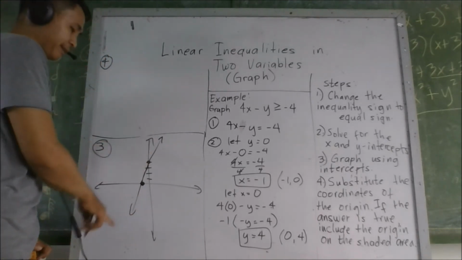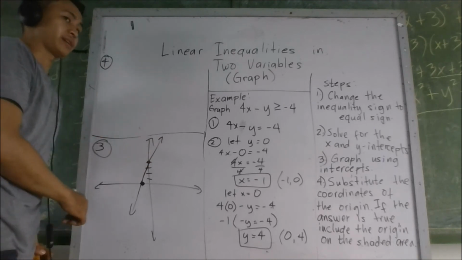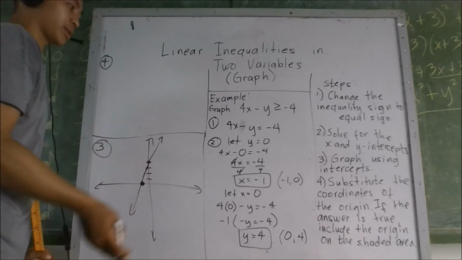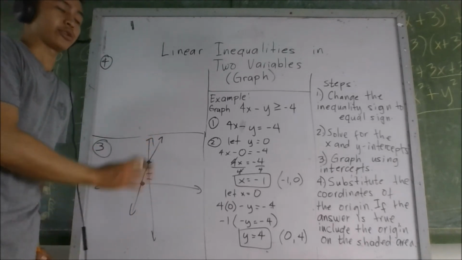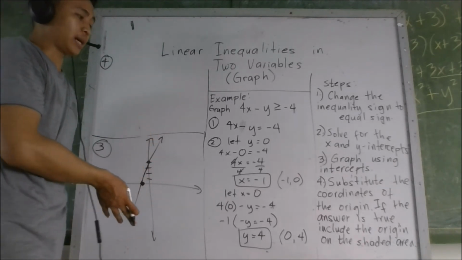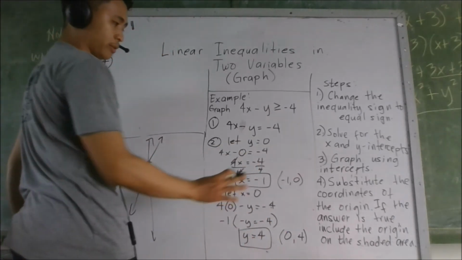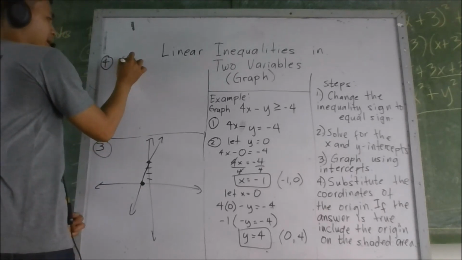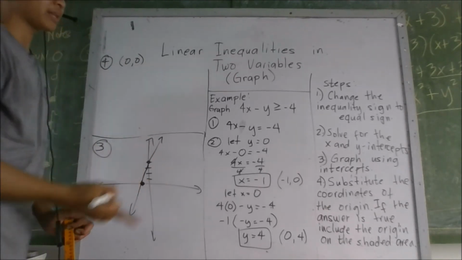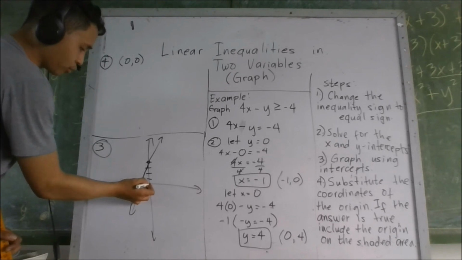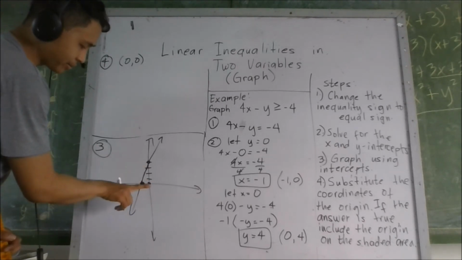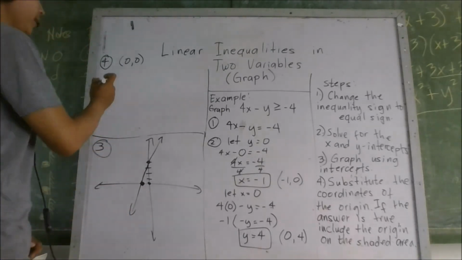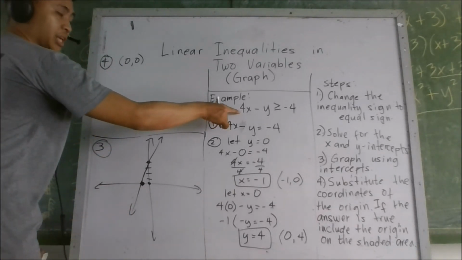However, this is not the final answer because the line is for linear equation. Pag sinabi natin na linear inequalities, it is a shaded part of the coordinate plane or it is half plane. Nakuha? So we have to follow the fourth step. Substitute the coordinates of the origin again by 0, 0. Para malaman natin kung mai-include ba yung origin natin or kasama ba yung origin sa shaded part or not. Okay?